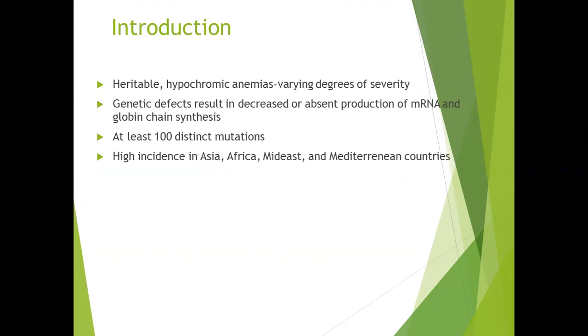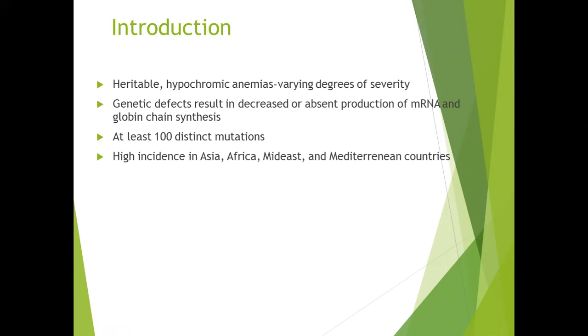Basically, thalassemia is a heritable disorder. It is inherited from parents to children, and it's a type of hypochromic and microcytic anemia. Hypochromic means reduced hemoglobin in the red cells, and microcytic means that the cell is smaller as compared to the normal red blood cells. The mean corpuscular volume, MCV, is lower as compared to the normal. So it is basically a hypochromic microcytic type of anemia of varying degree of severity.